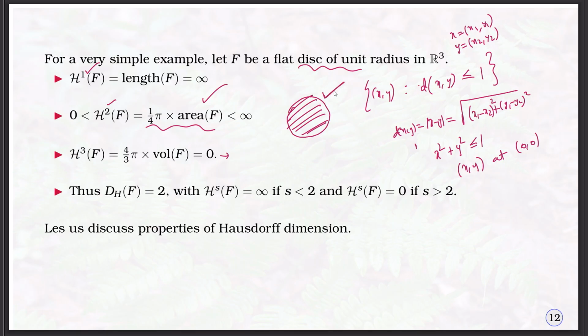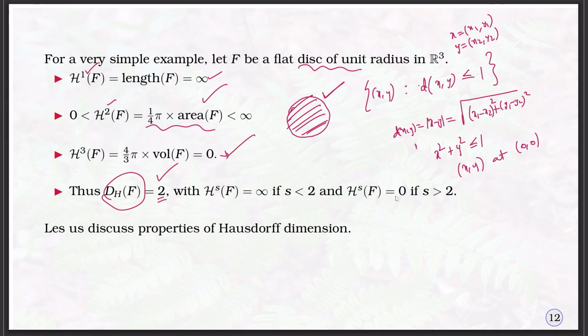Finding the area is suitable, whereas if you are finding the length, it cannot be covered by a finite number of circles. We cannot cover this disk by a finite number of circles, we need an infinite number of circles, therefore the length is infinity. If you are finding the volume, one direction is 0. In R power 3 we are considering this disk, therefore the other direction is 0, and the volume becomes 0. Thus the Hausdorff dimension of F equals 2, with Hs of F equal to infinity if s is less than 2.